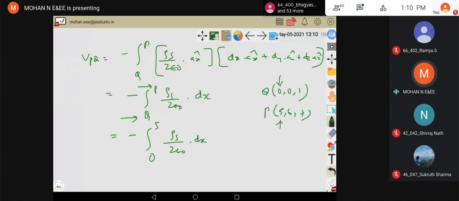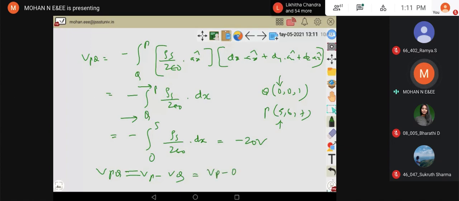Okay. So what is the integral of dx? x. Yeah. Substitute, simplify, and apply the limits. You will be getting it as minus 20 volts. And here also the same thing. VPQ is equal to VP minus VQ, that is equal to VP minus 0, that is equal to VP, that is equal to minus 20 volts.